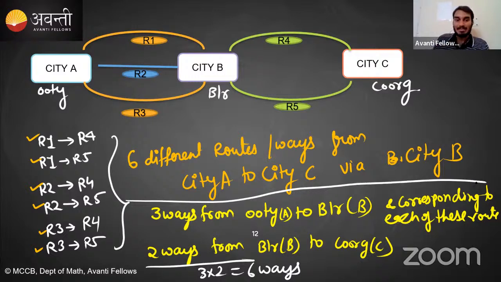ये समझ में आया? Did you understand why I multiplied? The question is clear, the solution is clear: there are 3 ways to go from Ooty to Bangalore, and corresponding to each of these routes there again will be 2 choices. If that person takes route 1, then again he or she has 2 choices. If that person takes route 2, then again he or she has 2 choices, right? So that's why we have multiplied.